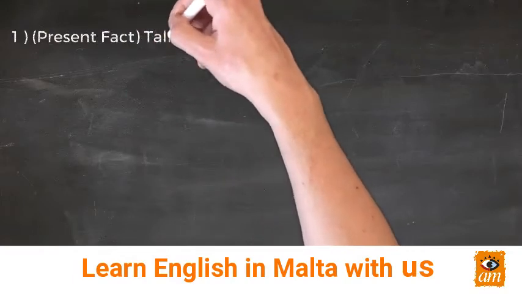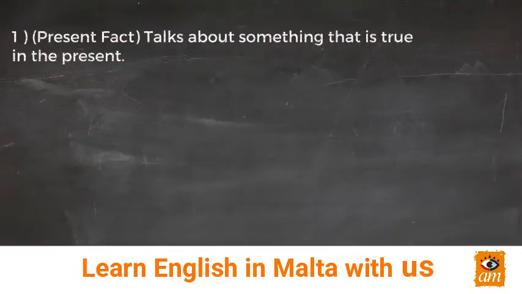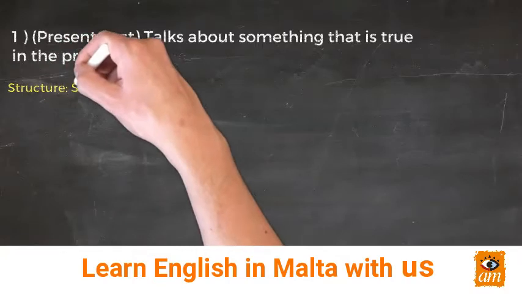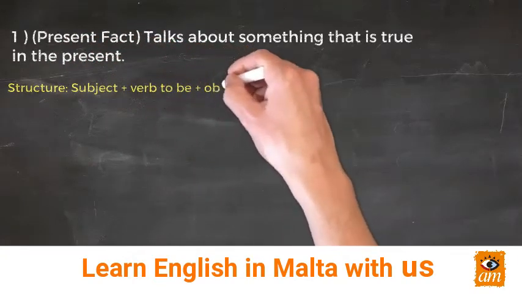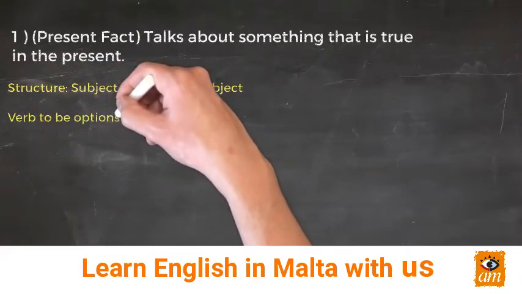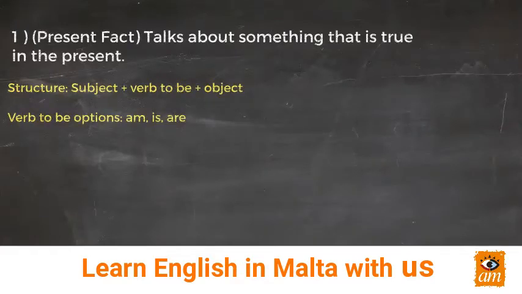If we look at the first example of present facts, the structure is as follows. We're going to have our subject plus verb to be plus object. Now the options for the verb to be are am, is, and are.